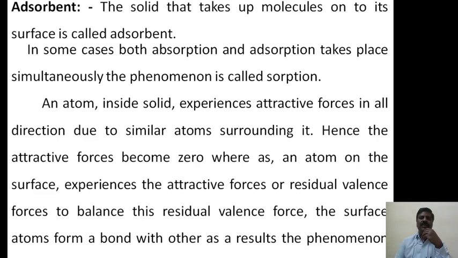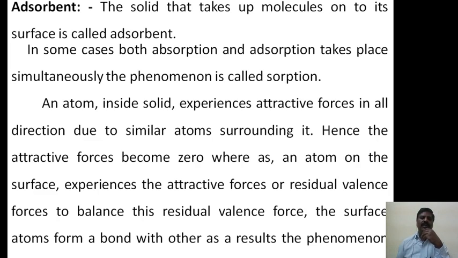For example, in a reaction, one is a reagent, another one is a substrate. Substrate is nothing but a big molecule, and whatever changes take place happen in the substrate only. Reagent is a small species which is going to attack the substrate. Therefore, reagent acts as an adsorbate, and substrate acts as an adsorbent.